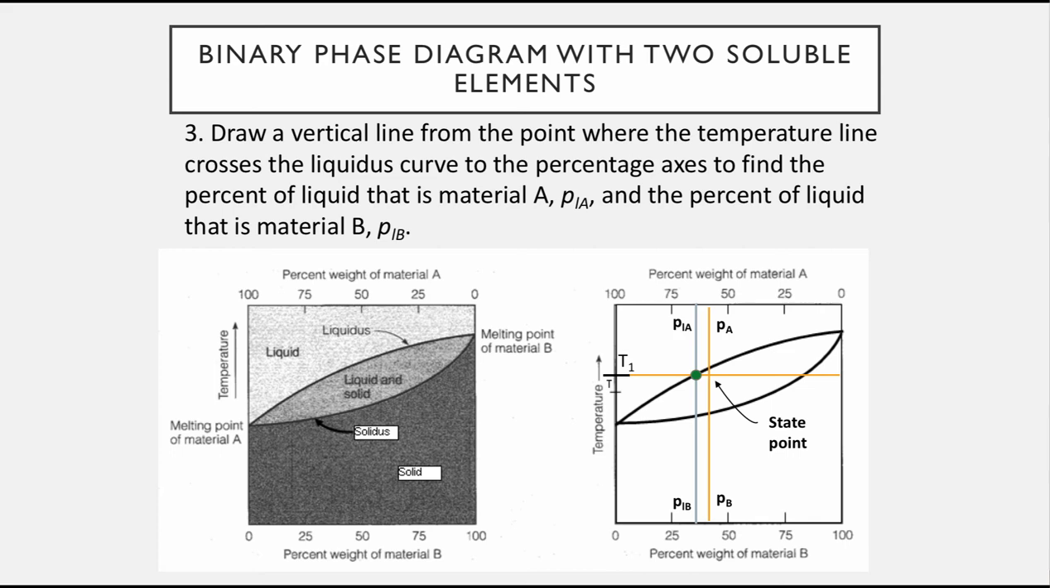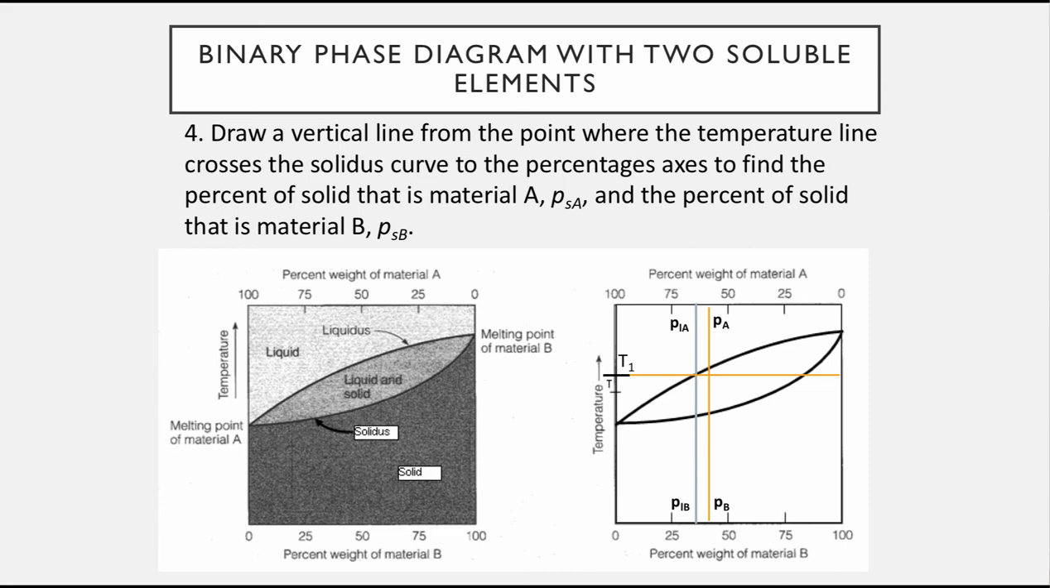So it shouldn't be surprising there's more of material A in the liquid since material A has a lower melting point. Now step 4 tells us to go ahead and draw a vertical line where the temperature line crosses the solidus. So there's our point. We'll draw our vertical line, and then we can get the percent of the solid that's material A, and I would estimate that to be at about 17%. And so the percent of the solid that's material B is 83%.